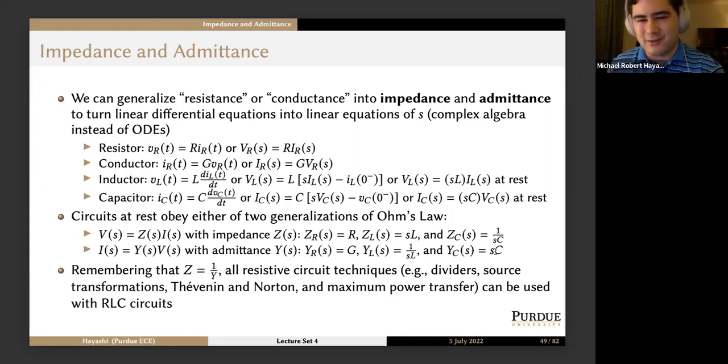This is real similar to what you did with phasors, except instead of using j omega, we're using S, because S is equal to sigma plus j omega. So we're including a real part in our S variable. So all of our resistive circuit techniques are good. Hopefully this is the part of ECE 20001 that everyone feels most comfortable with, so we can do examples without a hitch.